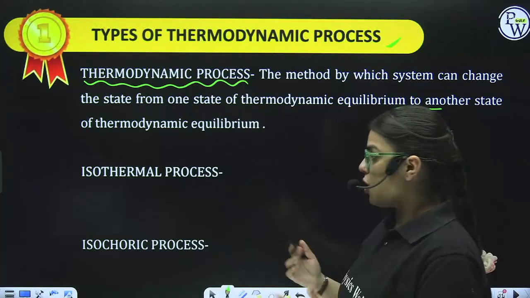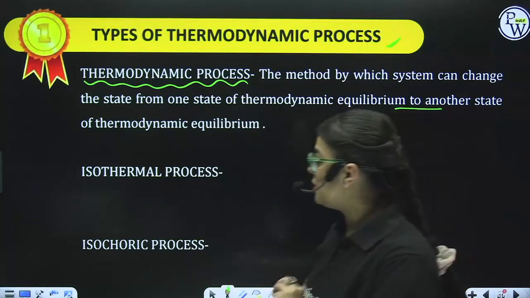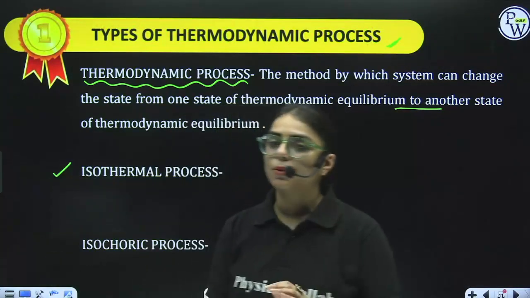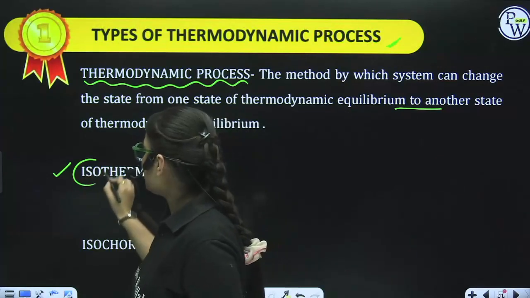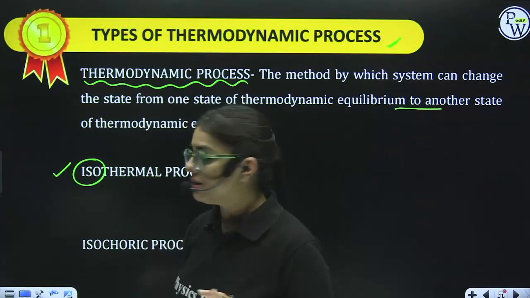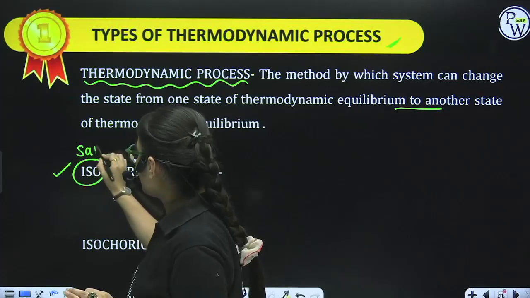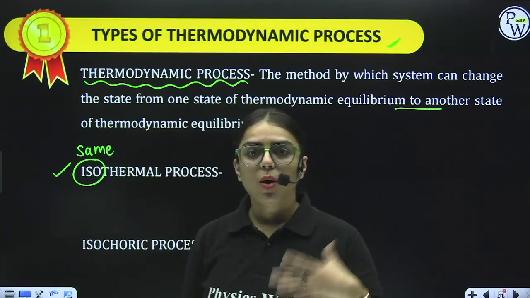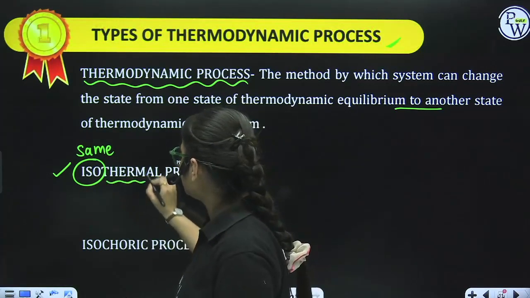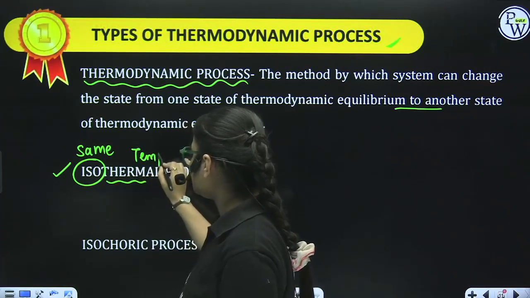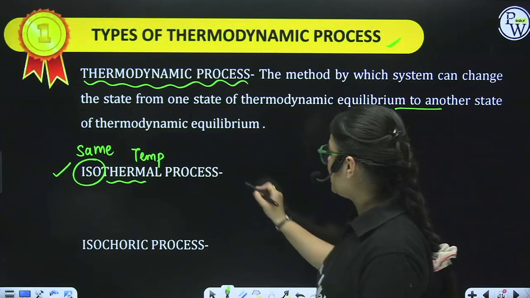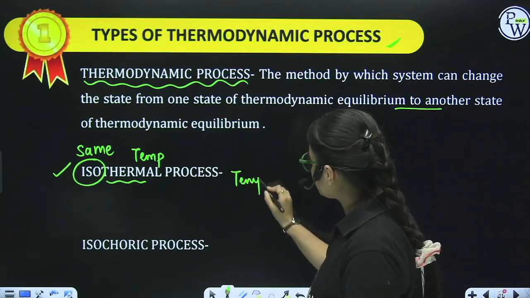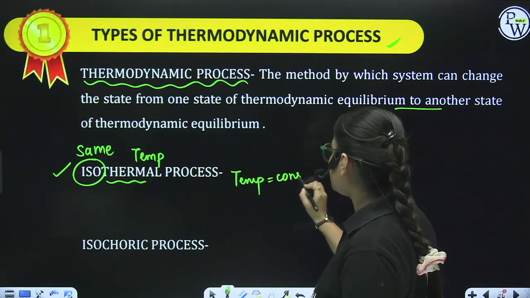Okay, so let's talk about them in detail. The very first one we are going to start with is the isothermal process. Now what does the term iso refer to? Students, always remember, whenever you see iso, it refers to same. Now what is same over here? I said isothermal. Thermal means temperature. So when the temperature is constant, that is an isothermal process.